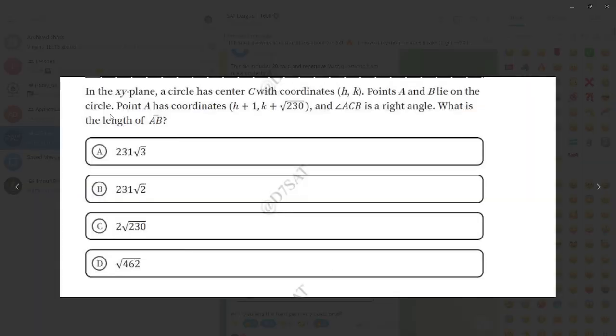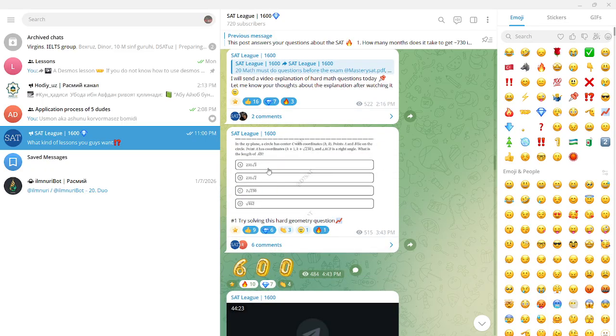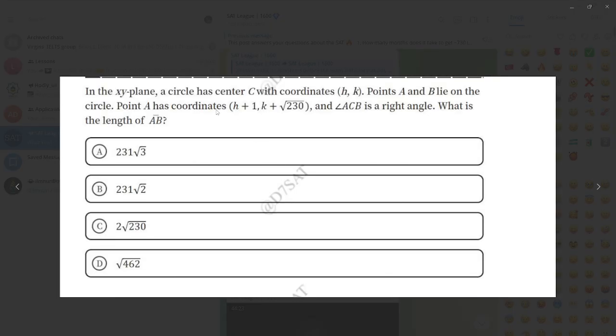Here, let me show you how you could solve using the distance thing we learned just now, using this question. It says in the xy-plane, a circle has center C with coordinates h and k. Points A and B lie on the circle. Point A has coordinates h plus 1, k plus square root of 230, and angle ACB is a right angle. What is the length of AB?